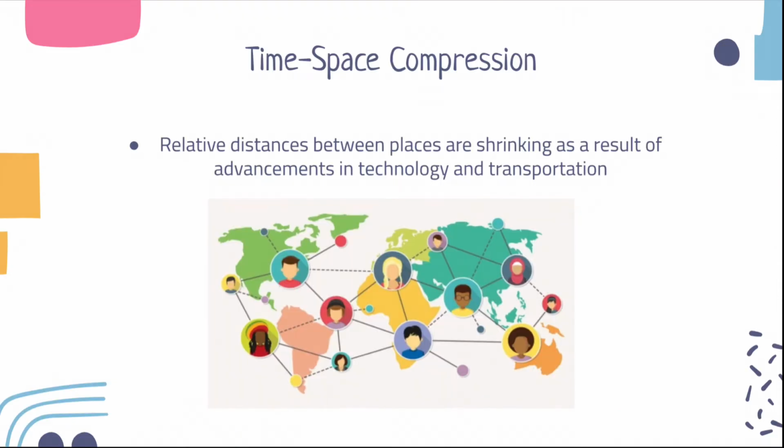Time-space compression is the idea that relative distances between places are shrinking as a result of advancements in technology and transportation. To explain, due to advancements in technology and transportation, people are able to travel in short periods of time and are able to send information faster by using the internet, despite the large absolute distances.